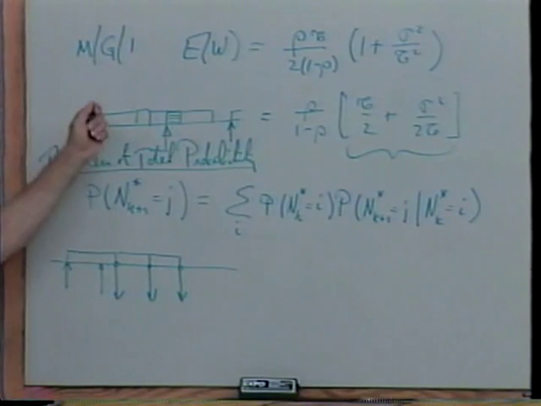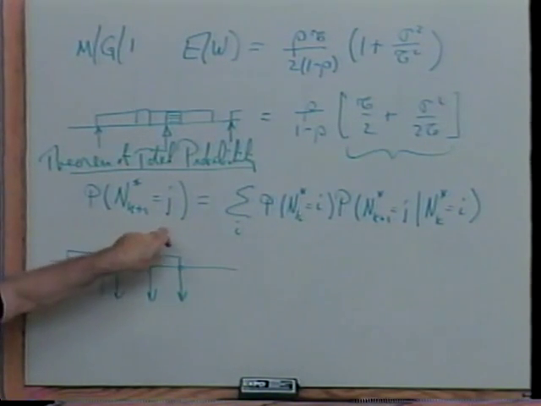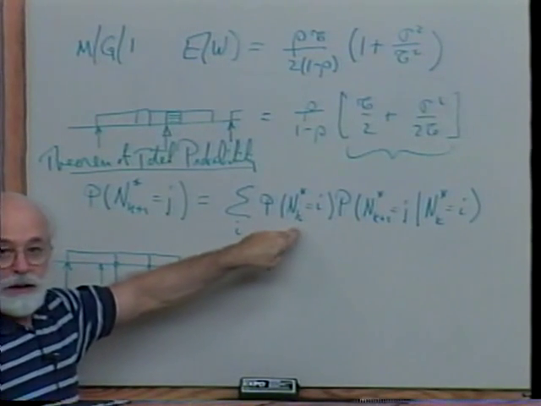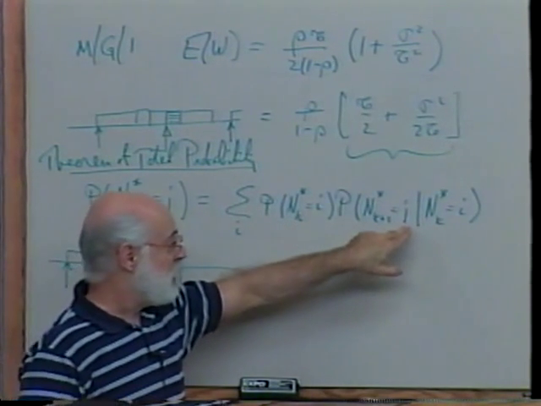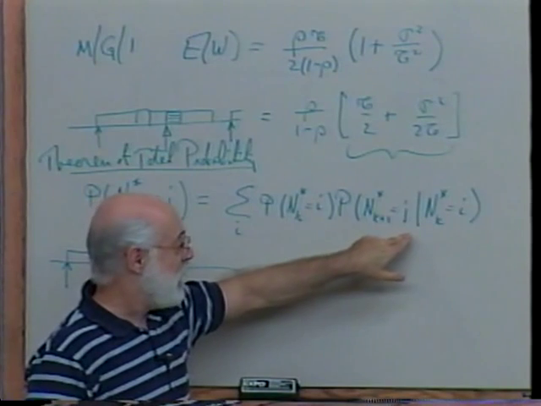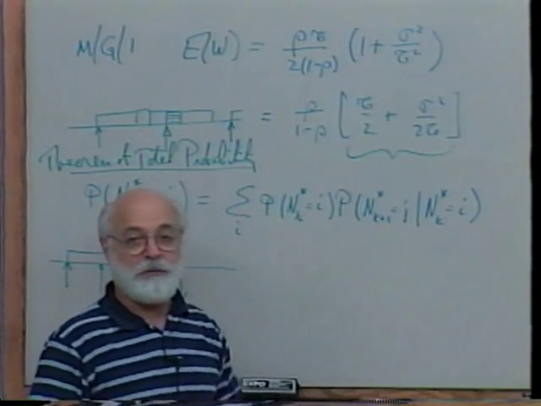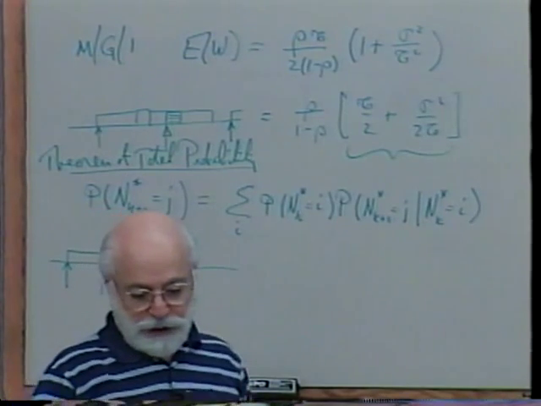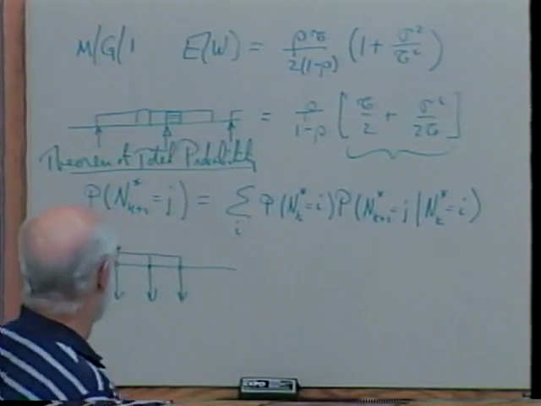Okay, the probability that a customer leaves behind J is the probability that the previous customer left behind I times the probability that the customer, the test customer, leaves behind J, given that the previous customer left behind I. And what we want to do is find, ultimately, the equilibrium probability that a departing customer leaves the system in state J. Okay, so that's equation number 813 in the text.